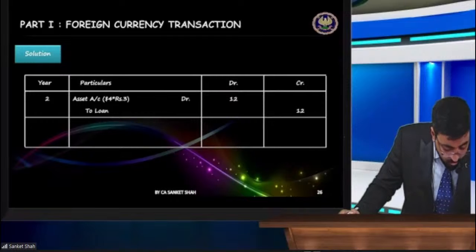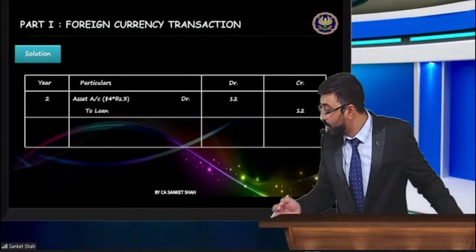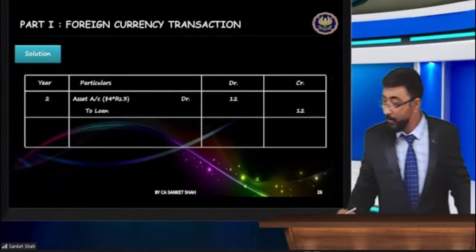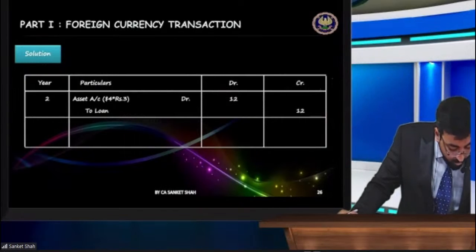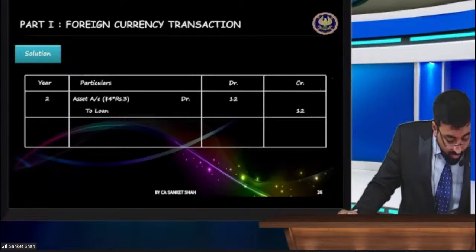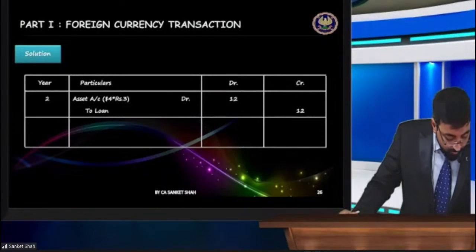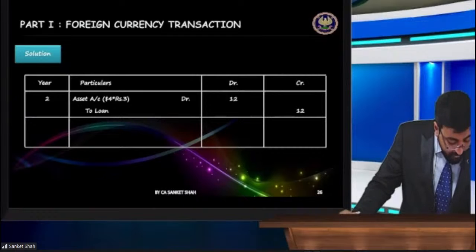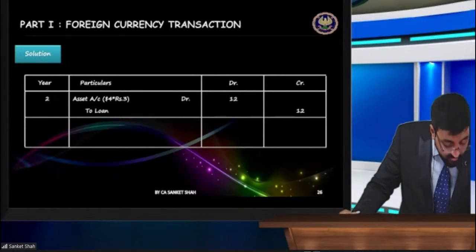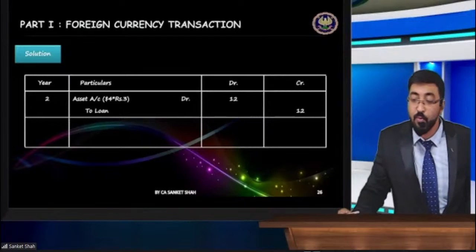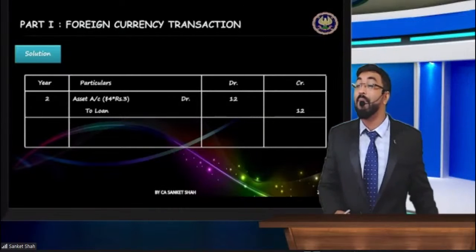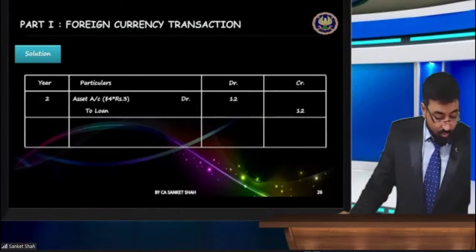In the question, we wrote $1 is equal to 50 rupees. Yes, no, beta, we wrote it, Spurti. We wrote $1 is equal to 50. You have not written it properly. Please rectify it, Spurti. It is $1 is equal to 50 on transaction date. You wrote it wrongly.